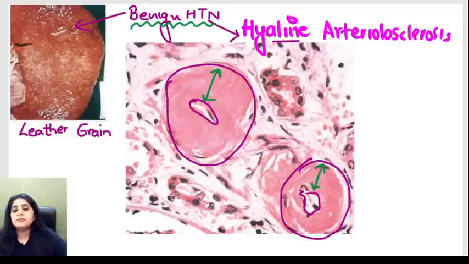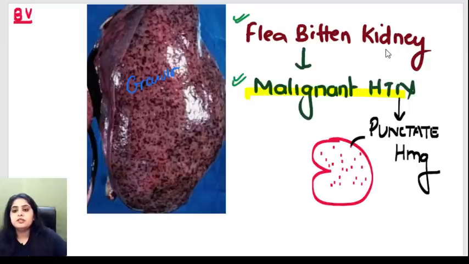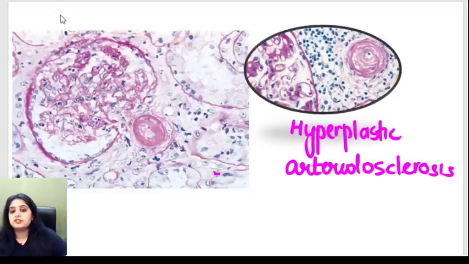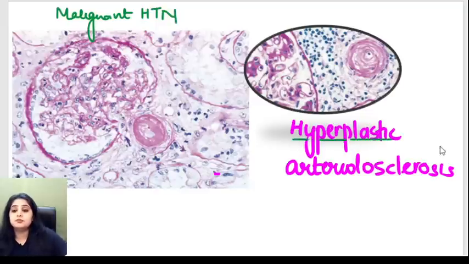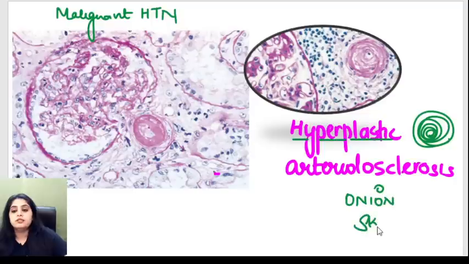Similarly, when I'm dealing with malignant hypertension, what does the kidney show us? Flea-bitten kidney. But what does the blood vessel show us? In a case of malignant hypertension, the blood vessel shows us hyperplastic arteriolosclerosis, hyperplasia of smooth muscle. So remember, it shows us the classical onion skinning pattern. The blood vessel will show you onion skinning pattern.